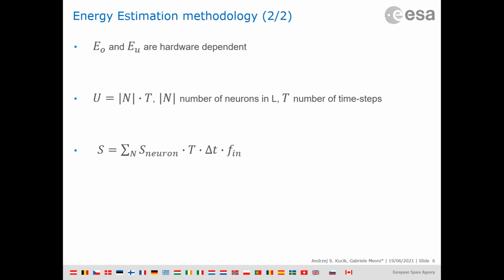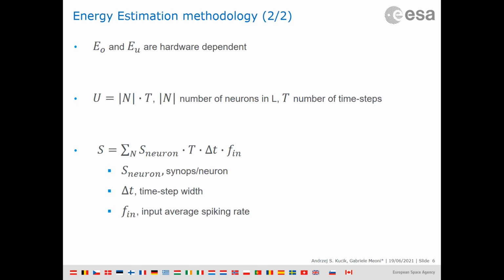Instead, for synaptic operations, it is a little more complex. You have to sum over the neurons, counting the average number of synaptic operations for every neuron, multiplied by the number of time steps and the time step width, and multiplied by the average input spiking rate.